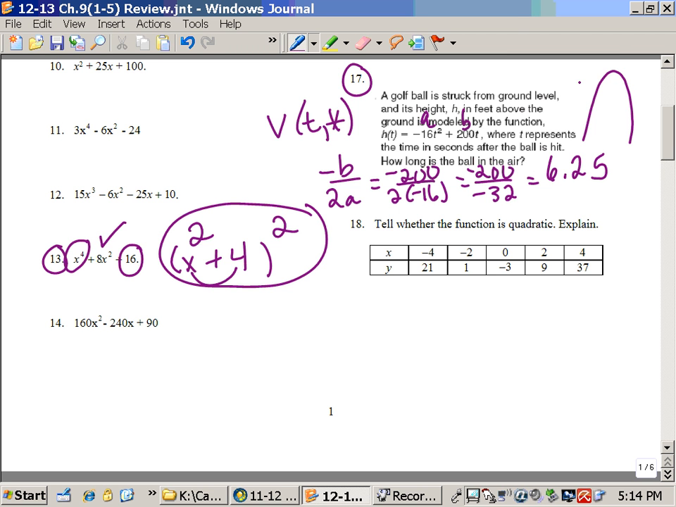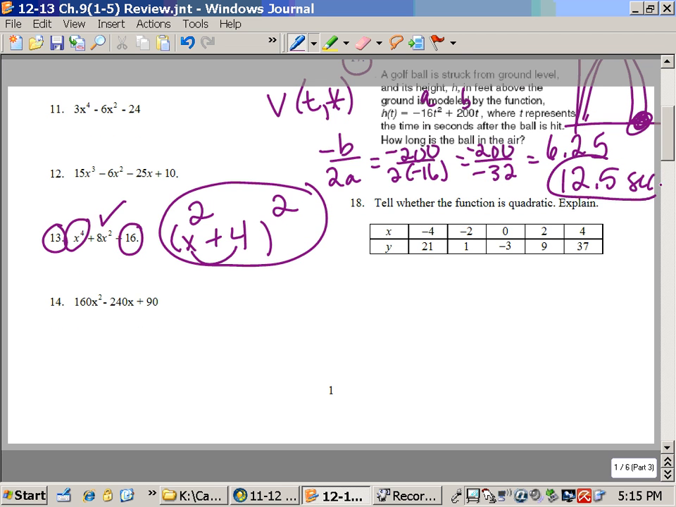So here's what we have here. It takes 6.25 to reach the highest point. Now, if it takes 6.25 to reach the highest point, if I double that, then that's going to give me when it hits the ground. So it's going to hit the ground at 12.5 seconds. Okay, did y'all follow that?